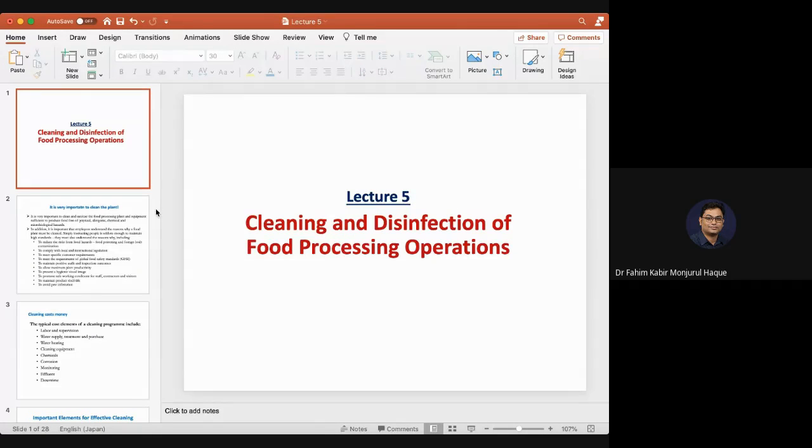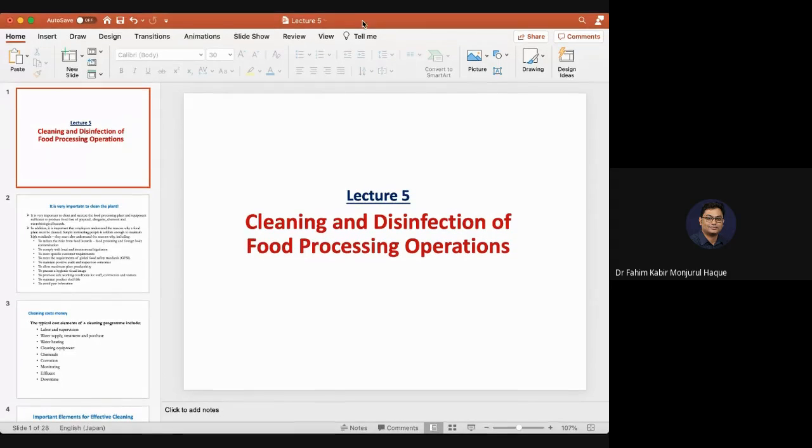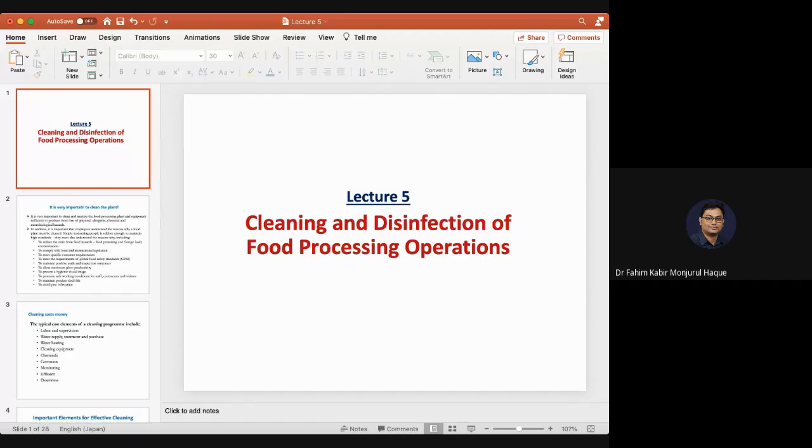Because the disinfection procedure always follows the cleaning. Did you understand what I mean? It always follows the cleaning. So if you want to disinfect your plant, first you must clean. Without cleaning, disinfection doesn't work properly. So that's why these are not separate processes. They are done simultaneously. First cleaning, then disinfection.